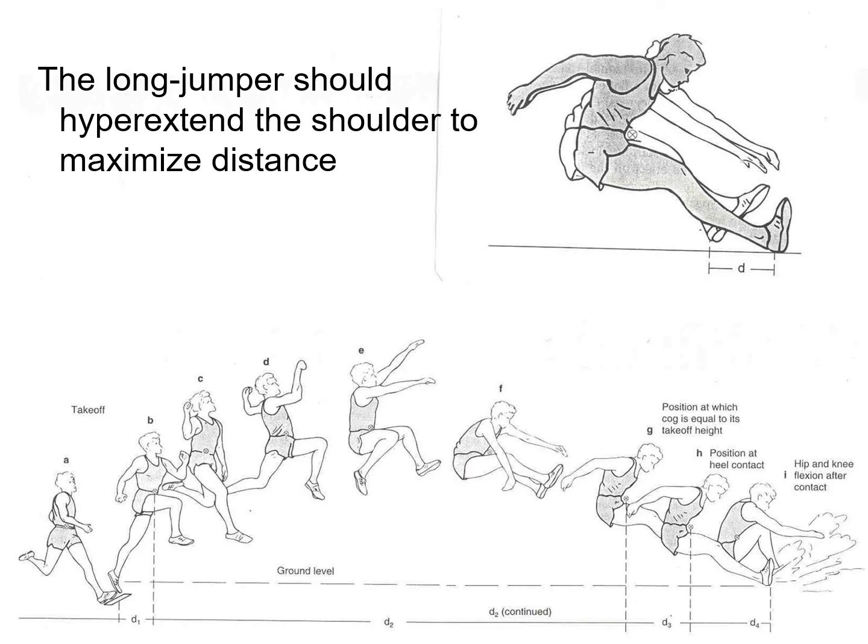If we're looking at a long jumper, they should hyperextend their shoulder to maximize distance. Shoulder and knees to maximize, well, they can't hyperextend their knee, but if they throw their arms back and stretch out their legs, they can get a further vertical jump or long jump distance.